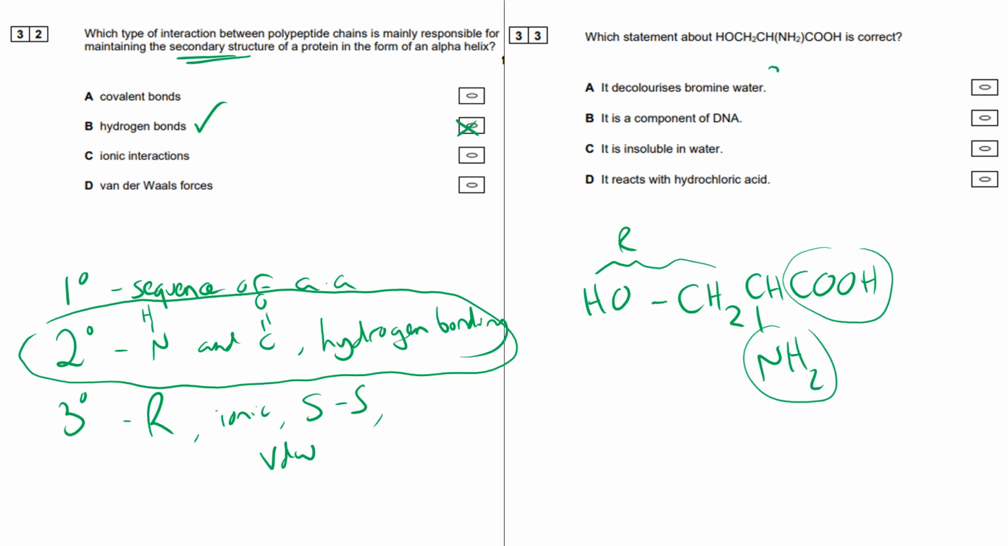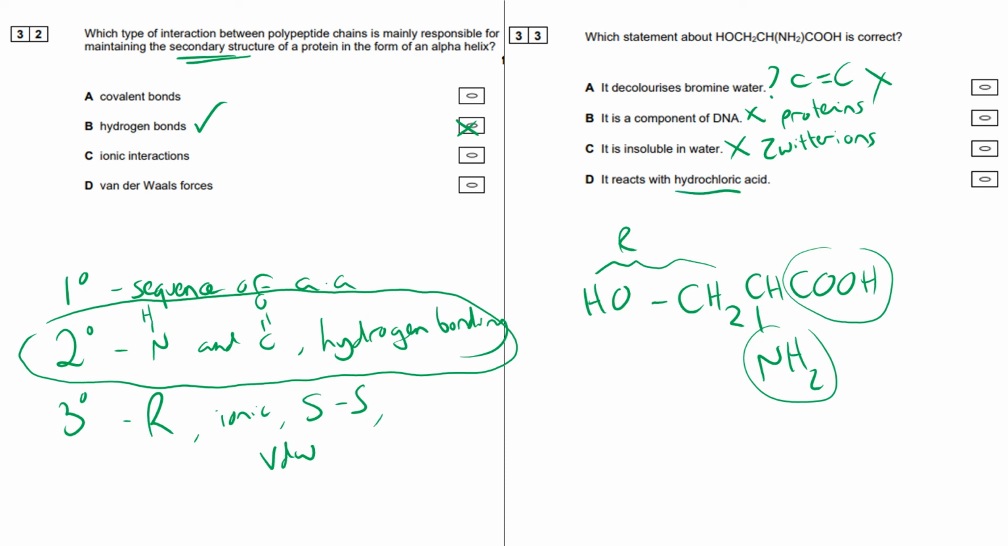So would it decolorize bromine water? Bromine water decolorizes in the presence of alkenes. There is no C double bond C. So that statement is incorrect. Is it a component of DNA? No, it's not a component of DNA, but it's a component of proteins instead. Is it insoluble in water? Well, you should be aware that amino acids are water soluble. They exist as Zwitter ions when they're on their own, and the ions are soluble in solution.